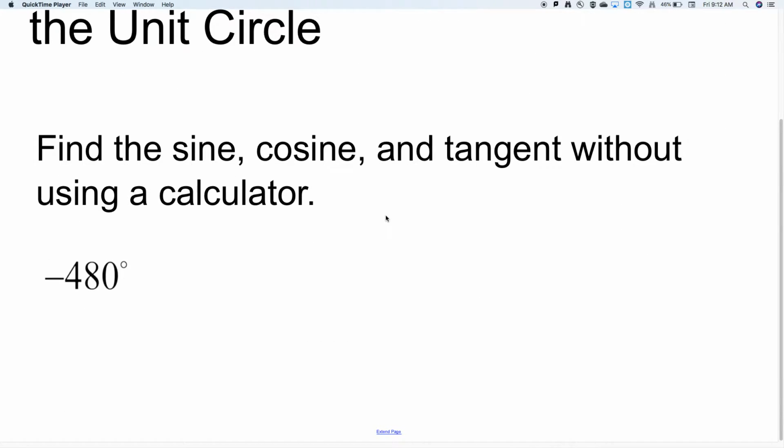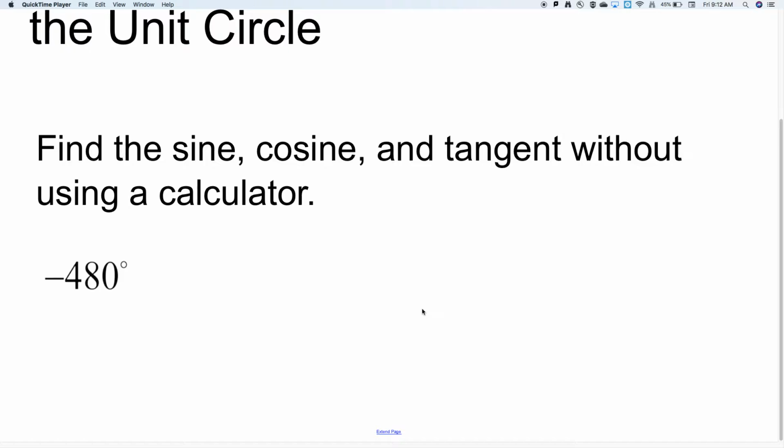Okay, so this would be a review. You'll have some questions like this on the homework. Find the sine, cosine, and tangent of this angle without a calculator. Okay, so negative 480. Well, I can't just look at my unit circle as is. What are we going to do to negative 480 so that we can use our unit circle?